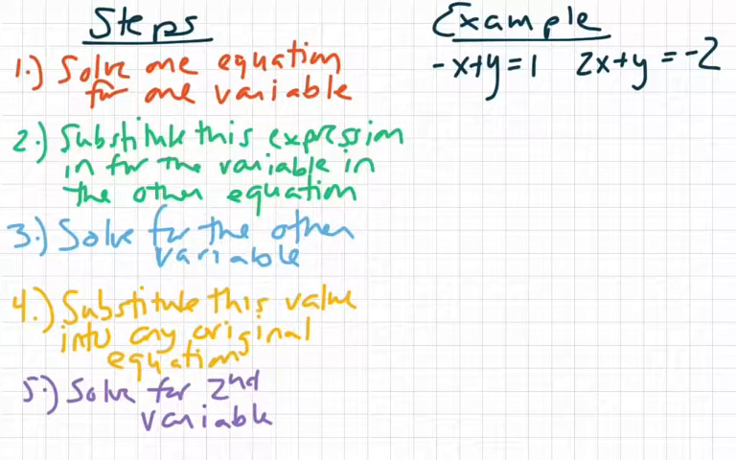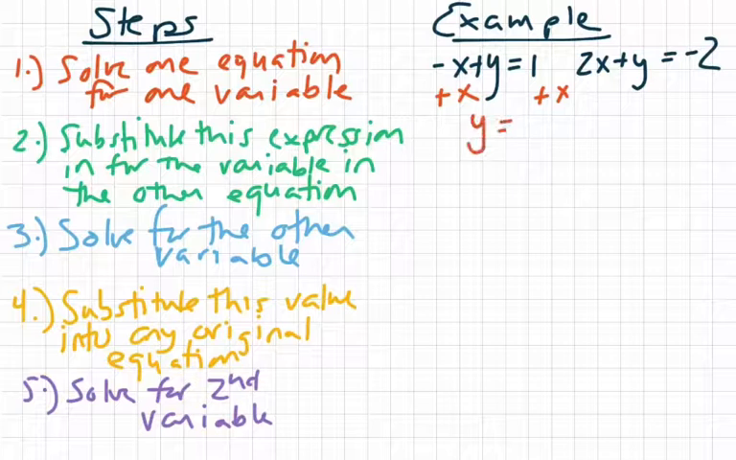I'm going to, for the sake of just picking one, pick this y to get by itself. So in order to get this y by itself, I need to move the negative x out of there. To get the negative x out of there, I could add x. Okay, so I can do plus x and plus x. And of course, negative x plus x is 0, which is what we wanted. And I end up with y equals 1 plus x. And that completes the first step, so solve one equation for one variable. Now, the second step.